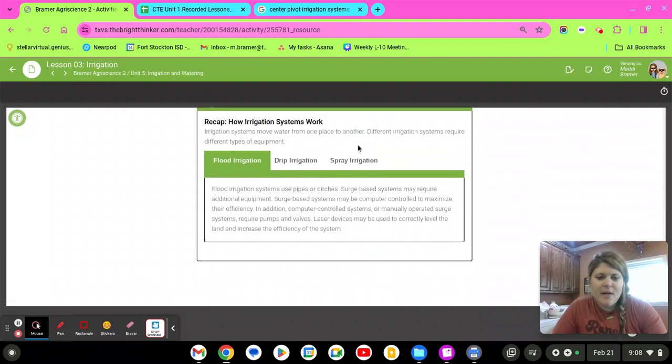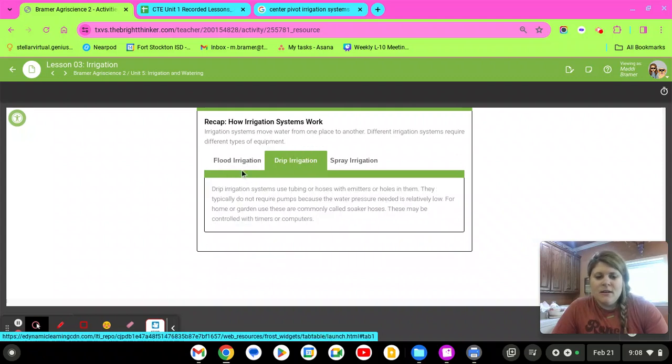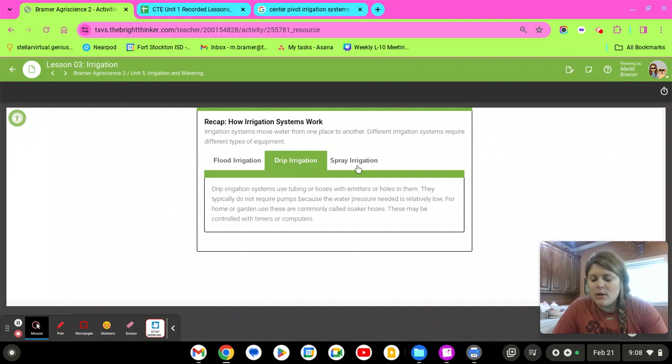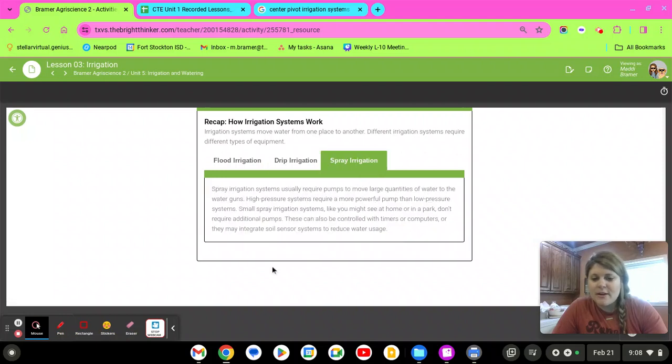So just to recap, irrigation's purpose is to move water from one place to another to water plants, and there's different styles. There's flood, where they use pipes or ditches. It's not the most efficient. There's drip, which is very efficient, but it takes a lot of time, and you have to rely on those soaker hoses or small pipes. And then there's spray, like your sprinkler system.